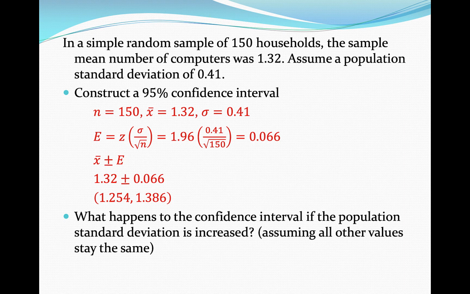There's the Z, which is based on your confidence level. There is N, which is your sample size. And the other one is that sigma value. So what happens to the confidence interval if the population standard deviation is increased? Now do keep in mind that you have no control over sigma. Sigma is the standard deviation. The standard deviation is just simply going to be whatever it is. You're going to have to measure it, and you're going to have to deal with whatever that standard deviation is.